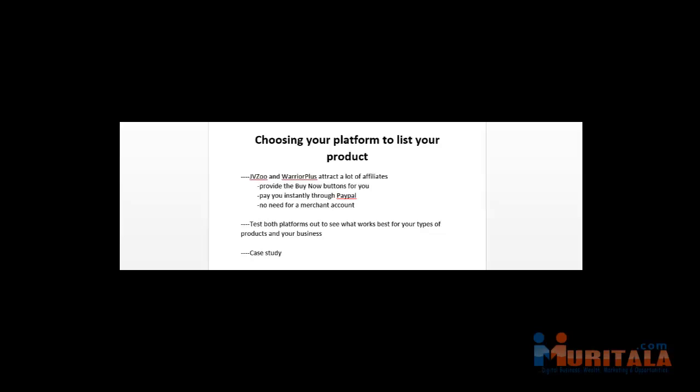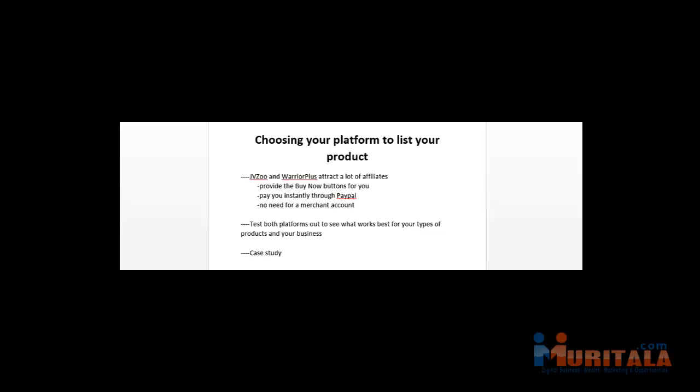Now, if you're not in the make money online niche or the internet marketing niche, then I recommend you sell on ClickBank. But if you're in the make money or internet marketing niche, JVZoo and Warrior Plus are very good for those niches. They attract a lot of affiliates. They provide the buy now buttons for you. They pay you instantly through PayPal, and of course, there's no need for a merchant account. And same with ClickBank. If you list your products on ClickBank, you don't need a merchant account.